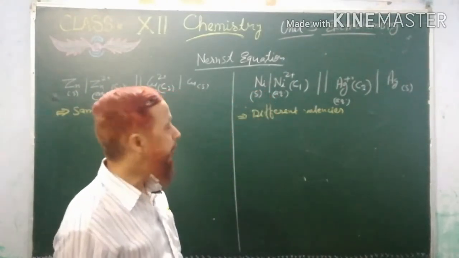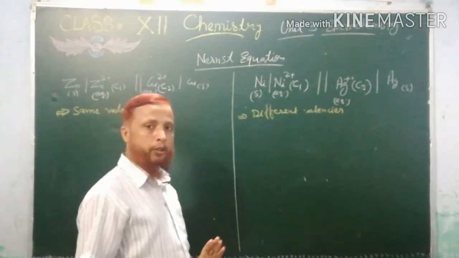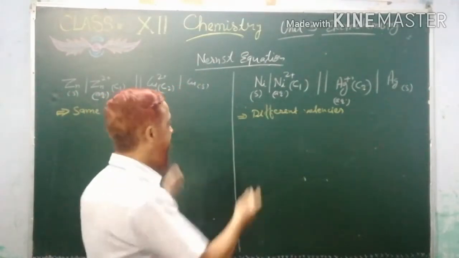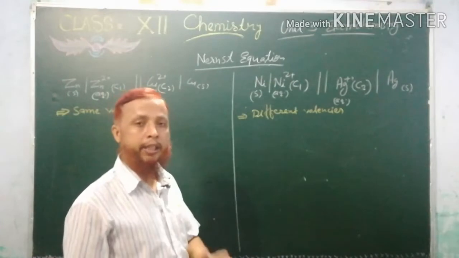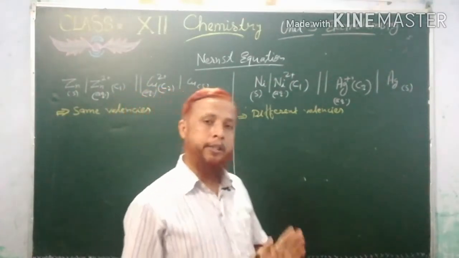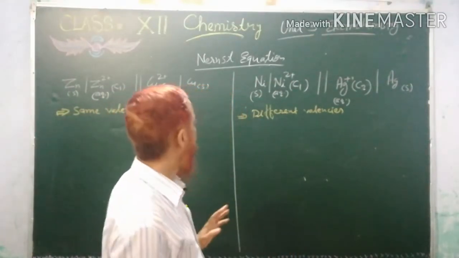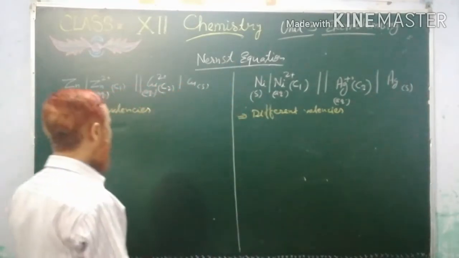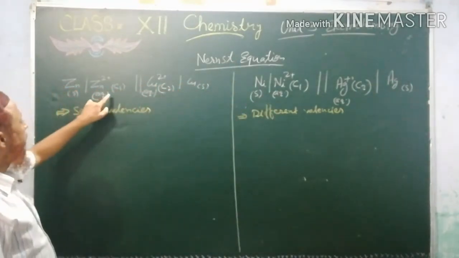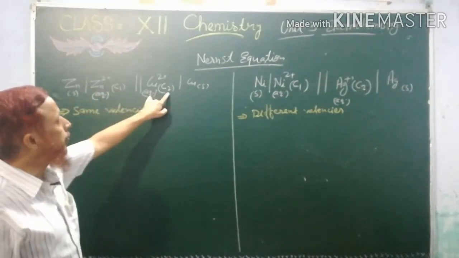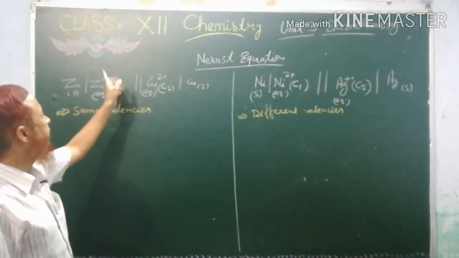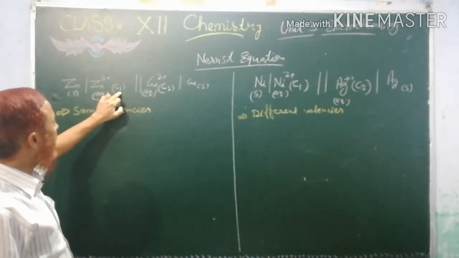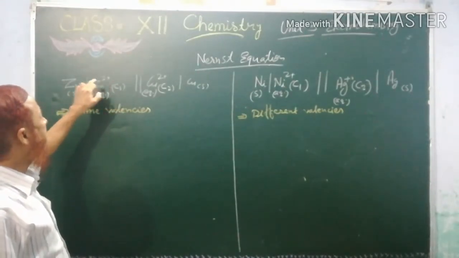Why am I talking about this? Because today we are going to learn how to use the Nernst equation in different types of reactions or different types of cells. That is why I am talking about the valencies of the ions here. One more thing, you can see C1 and C2, these are the concentrations of ions. C1 is the concentration of ions at anode.